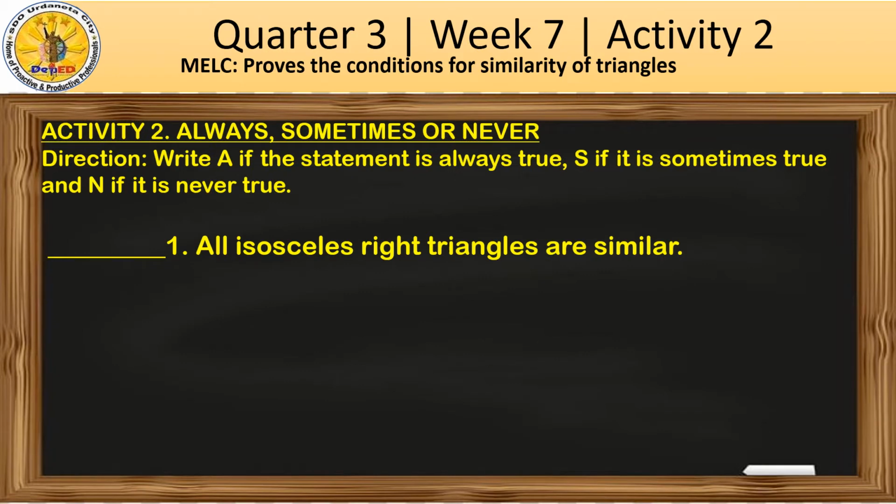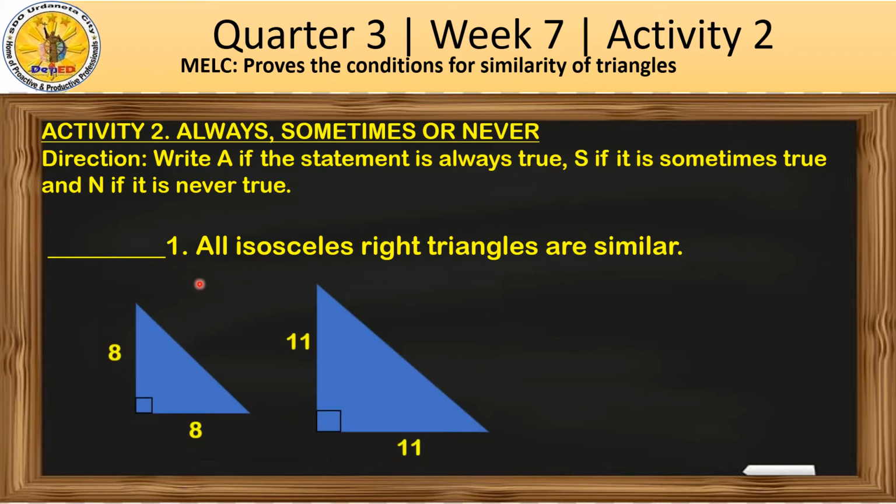Here are the examples for Activity 2, always, sometimes, or never. In the direction, write A if the statement is always true, S if it is sometimes true, and N if it is never true. Let's analyze the first statement: all isosceles right triangles are similar.